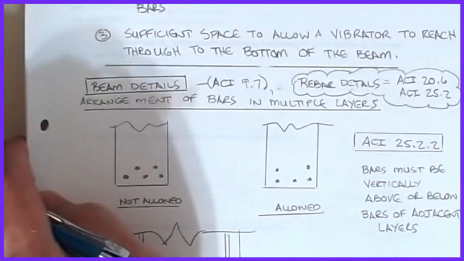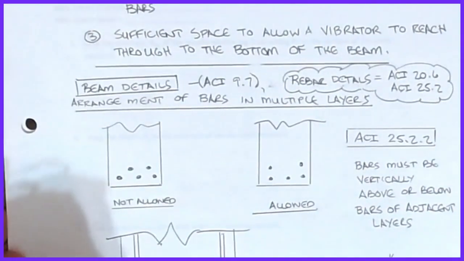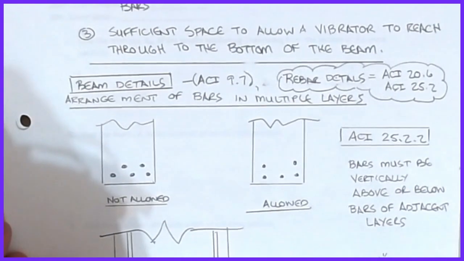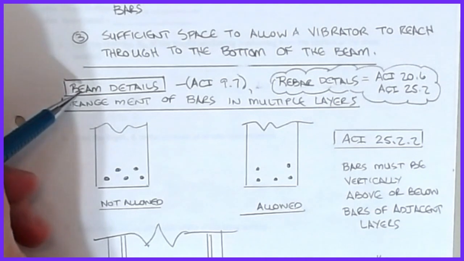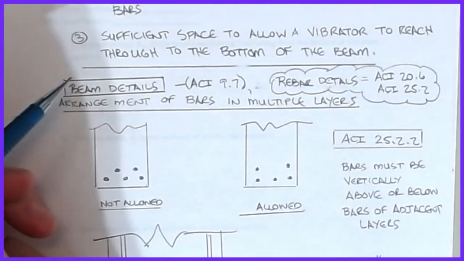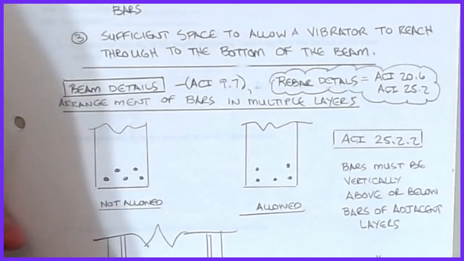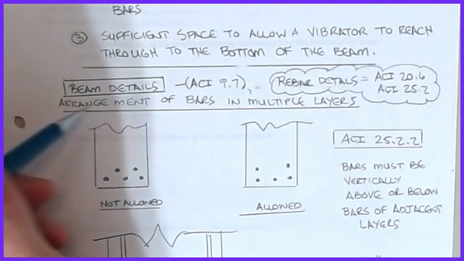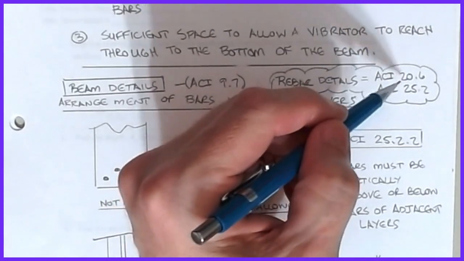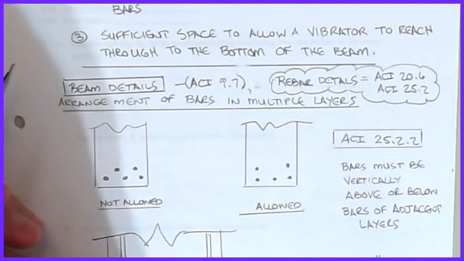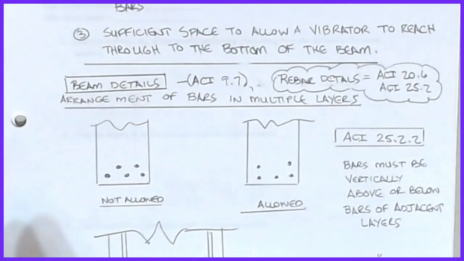Now, the beam details that are related to spacings and dimensions and those kinds of things are kind of scattered throughout. For the beam, we have some details located in ACI 9.7, okay, which deals with the arrangement of bars in multiple layers. For actual rebar details, you're looking in chapter 20 and chapter 25, okay, over in 20.6 and 25.2.